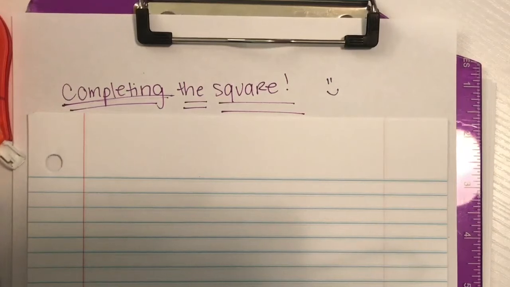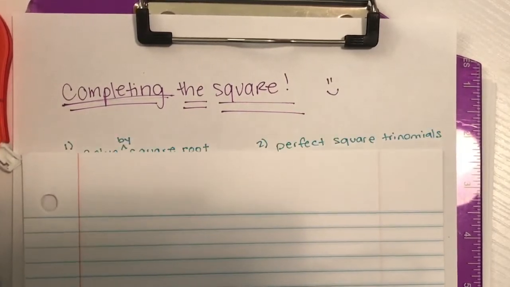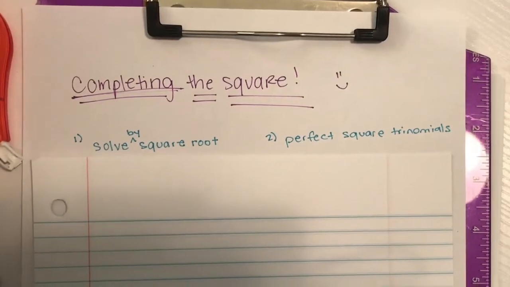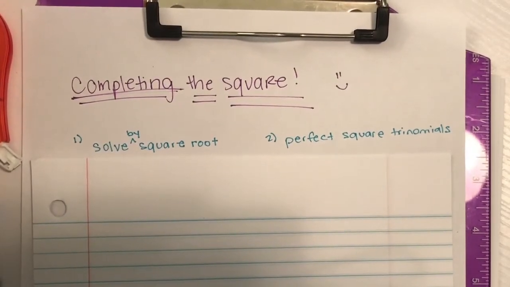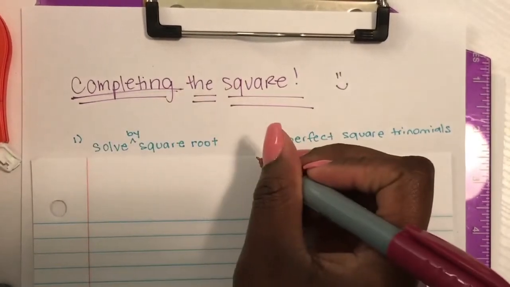In this video, I want to review completing the square, which is something that you guys learned back in Math 2. Before we get into that though, there's two things that you guys should know before we complete the square. So first, I want to make sure you guys know how to solve by square root, and then I want to make sure you guys know what a perfect square trinomial is. So let's do that first one, solving by square root.